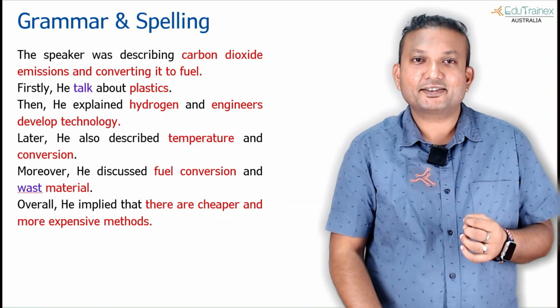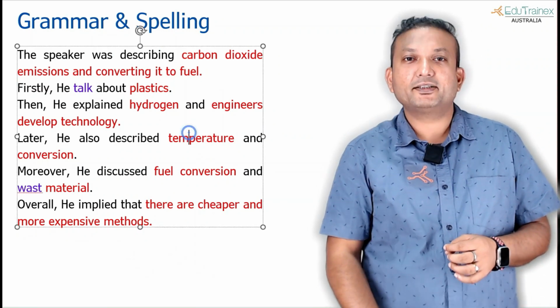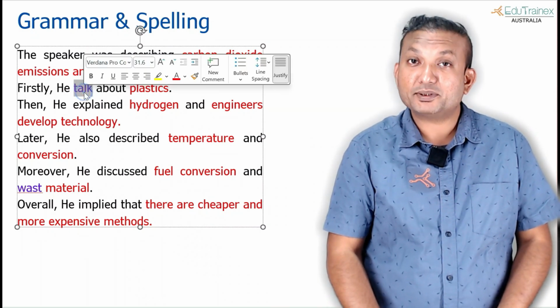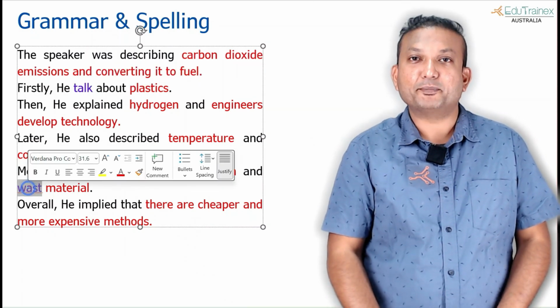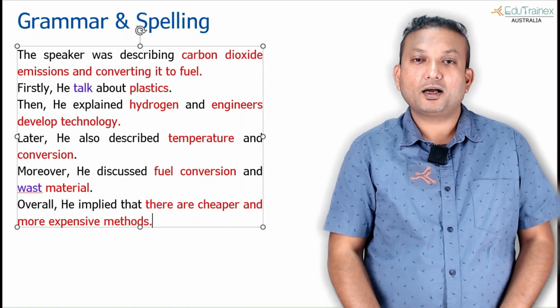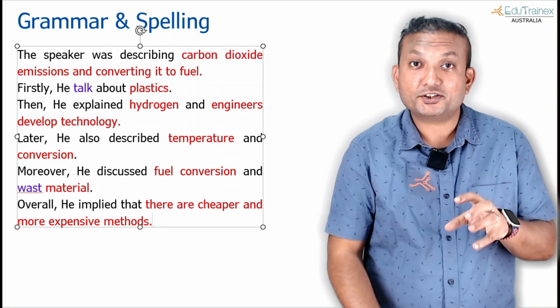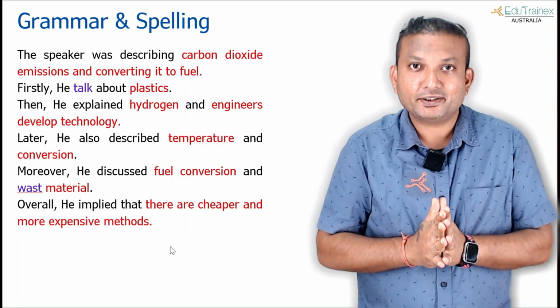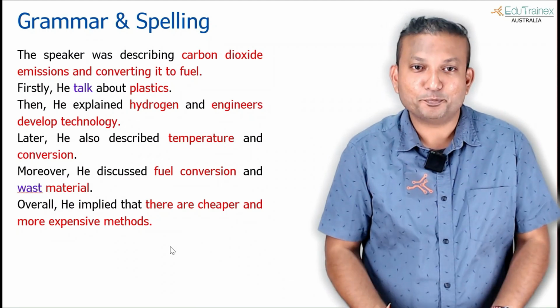See this sample answer for the summarize spoken text. I have deliberately included two mistakes here, one grammatical mistake and one spelling mistake. Now I'll show you how exactly the AI is checking these things programmatically. So any grammar engine is able to process this kind of mistakes.